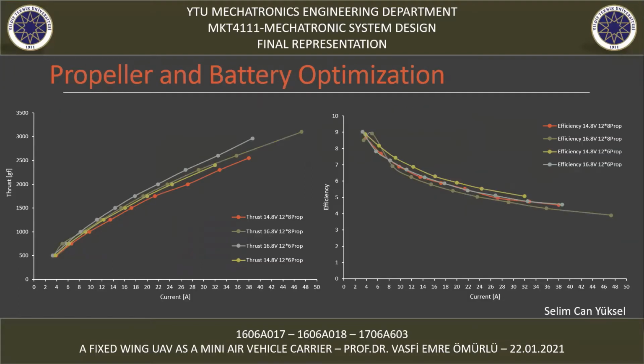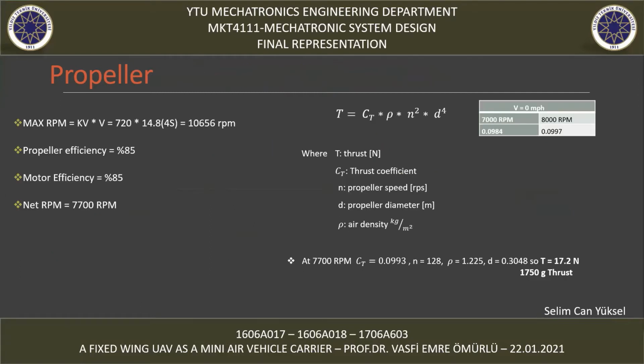Two different graphs are shown below with comparison of thrust-current and efficiency-current curves. In the first graph, thrust values are investigated according to the motor datasheet. In the second graph, the efficiency of the motor-propeller pair is observed with the same parameters. As a result, according to the needed thrust value, a 12-inch diameter, 6-inch pitch propeller and a 4S LiPo battery are chosen. Speed of the propeller is calculated as approximately 7,700 RPM after losses.